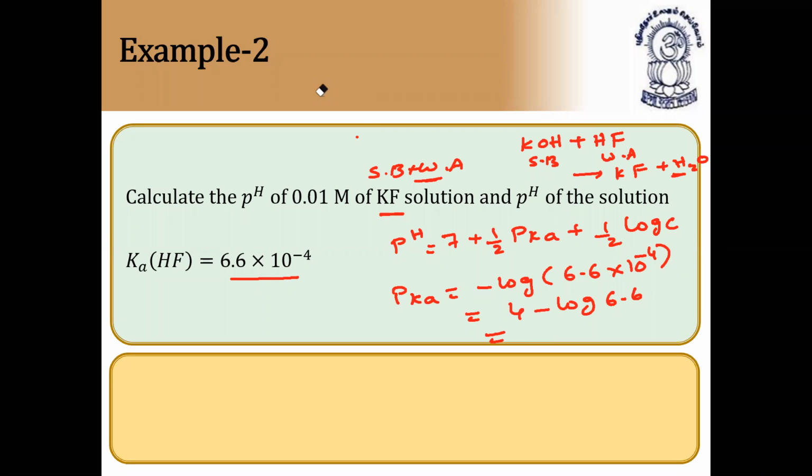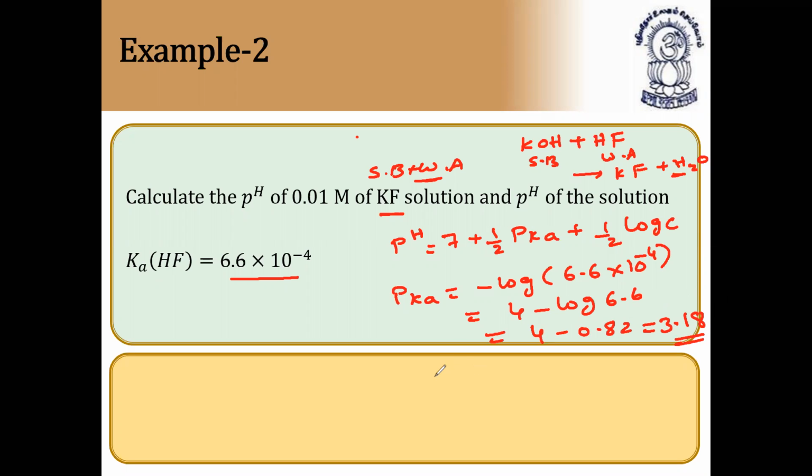So this becomes 4 minus 0.82, which is approximately 3.18. So the pKa value is 3.18.